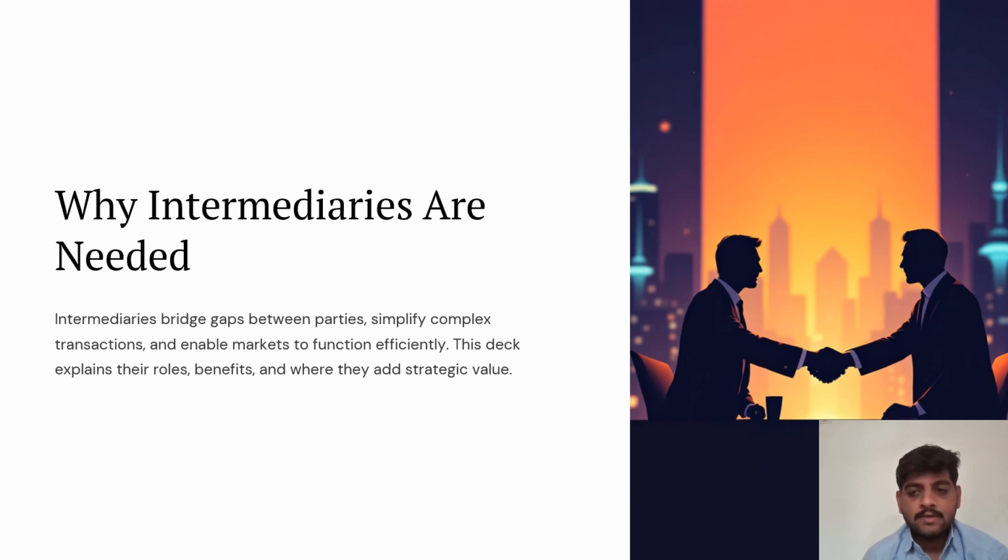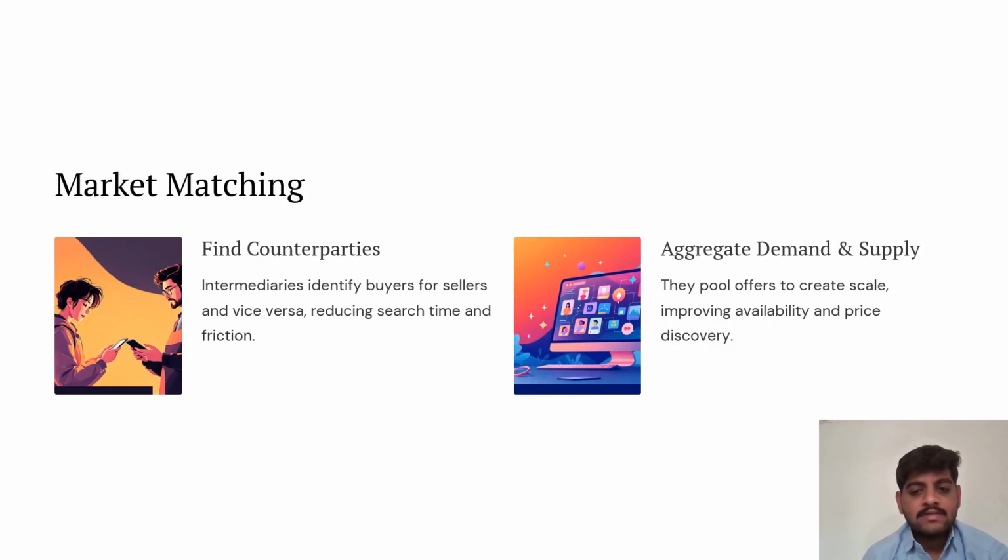So, let's get started. In the second slide, we can see market matching, where intermediaries help buyers and sellers find each other easily. They reduce the time and effort required to search for the right counterparts. By combining demand and supply, they improve availability and pricing in the market.